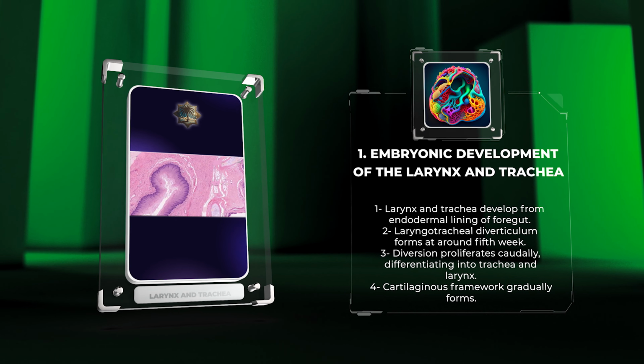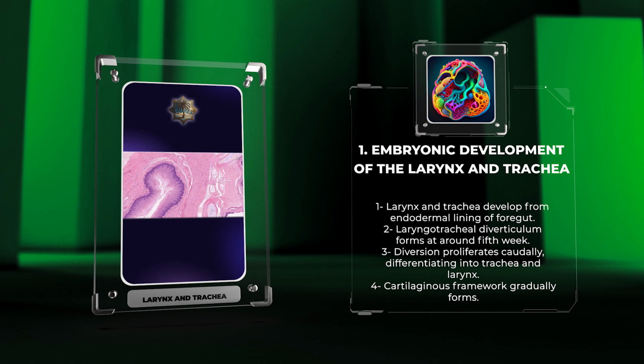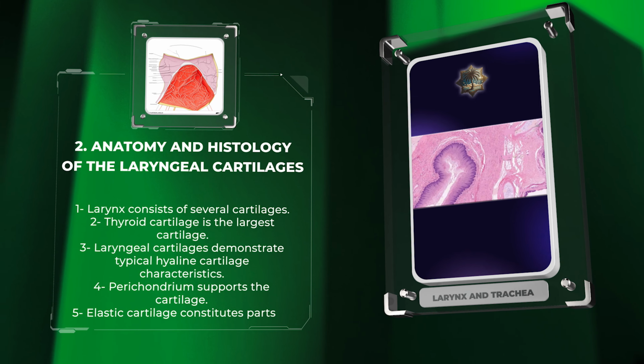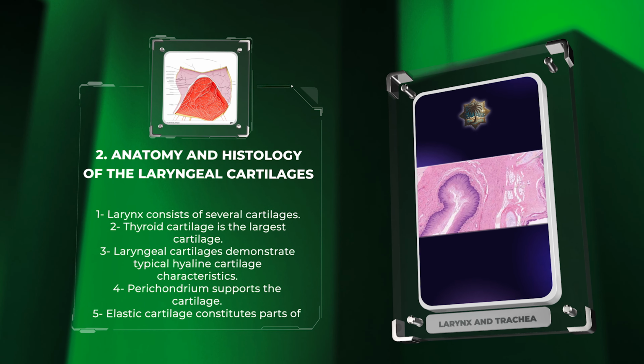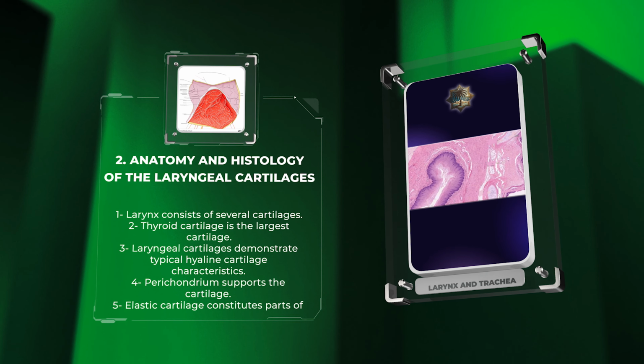The precise orchestration of cell proliferation, differentiation, and tissue interactions is crucial for the formation of a fully functional larynx and trachea. The larynx consists of several cartilages that provide support and facilitate vocalization. The largest cartilage, the thyroid cartilage, forms the shield-like structure often referred to as the Adam's apple.